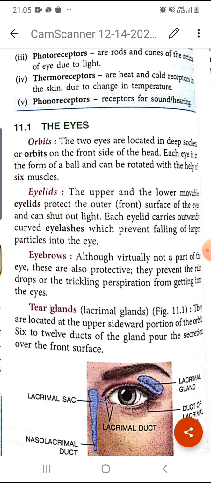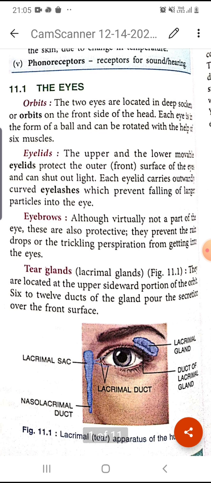So for the eyes, first is our orbit. Two eyes are located in the deep sockets, or orbits, on the front side of our head, and they are associated with six muscles. Now next is our eyelid. The upper and lower movable eyelids protect the outer surface of our eyes and can shut out light.